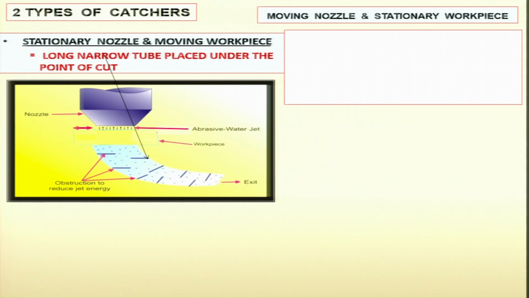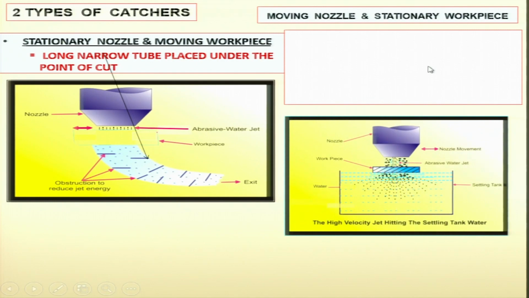Another one is moving nozzle and stationary workpiece. Here the workpiece is stationary but the nozzle is moving. This is the nozzle which is moving on the left side or right side depending upon the shape of the feature to be created, and here is the workpiece. This is the workpiece, and this is the water tank where this abrasive water jet will get filled up.